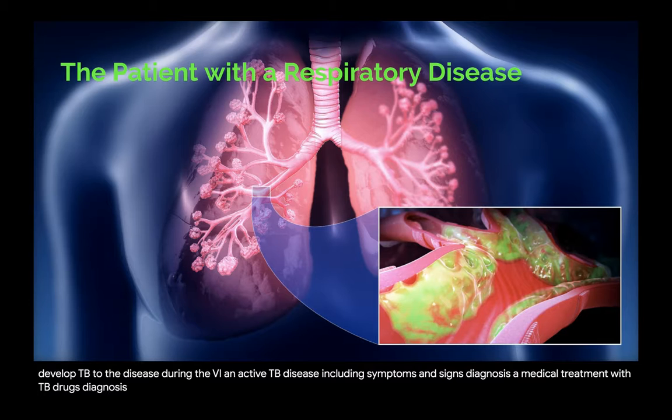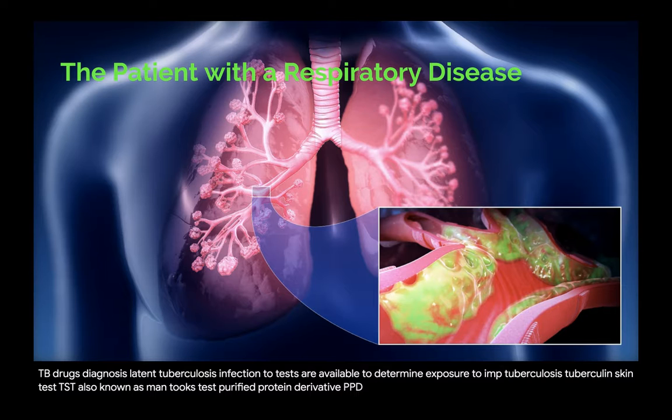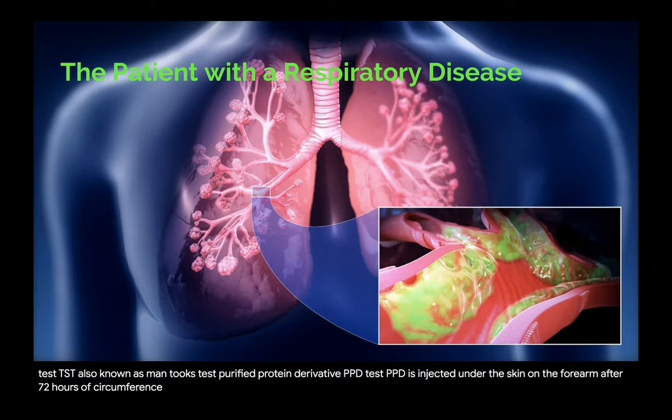Diagnosis: latent tuberculosis infection. Two tests are available to determine exposure to M. tuberculosis. Tuberculin skin test, TST, also known as Mantoux test, purified protein derivative, PPD test. PPD is injected under the skin on the forearm. After 72 hours, the circumference of induration, hard swelling, is measured to determine exposure.